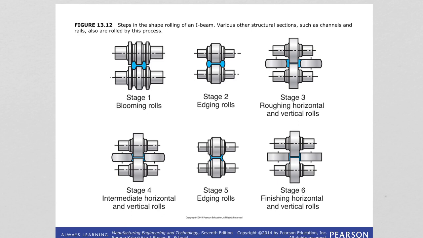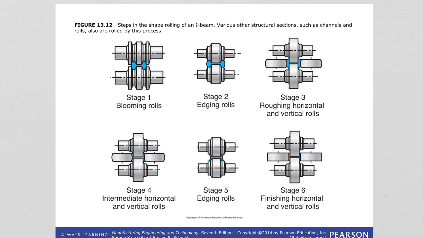We are seeing in this figure the steps in the shape rolling of an I-beam. We cannot go directly from an ingot to an I-beam shape, so there has to be a series of rolling processes to achieve the I-beam cross-sectional shape. First are blooming rolls, then it goes to edging rolls. So different types of rolls with different types of grooves give the shape of an I-beam stage by stage.